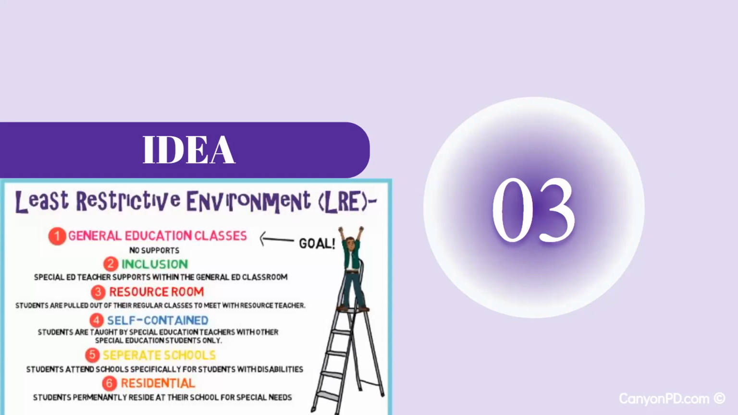We have the general education class or inclusion. We have the resource classroom, which is where the students are pulled out to a separate classroom. We have self-contained, which is a classroom that only includes students with disabilities. And then we might have separate schools or residential facilities. So the very least restrictive environment would be that inclusive classroom. And then we have the most restrictive environment, which would be residential.